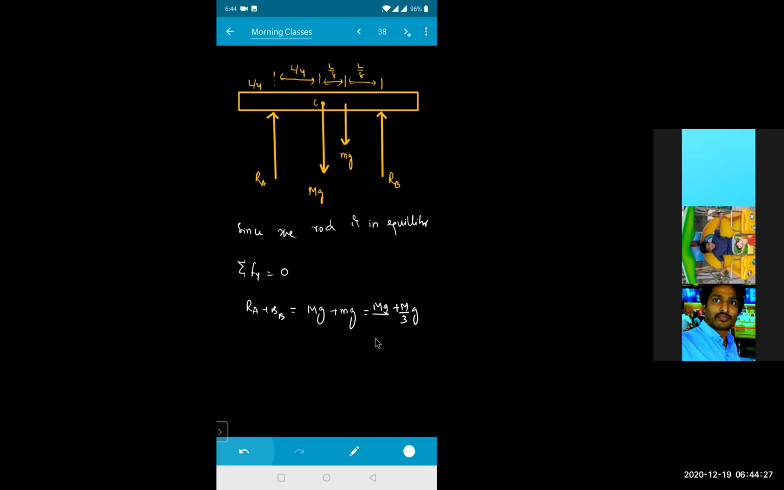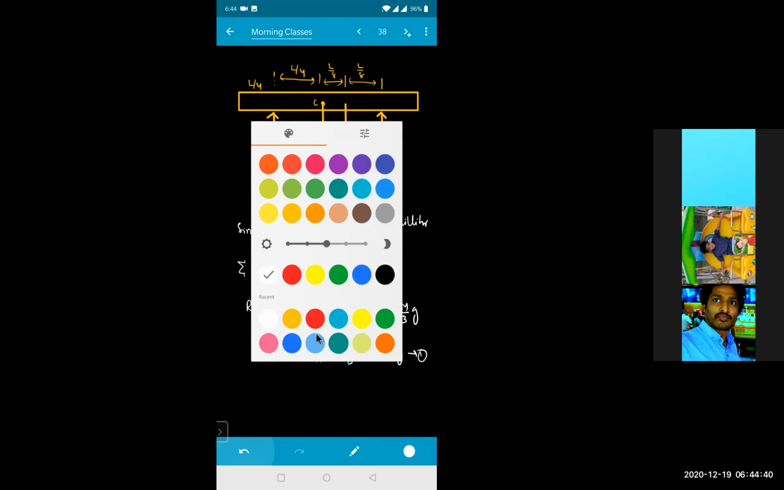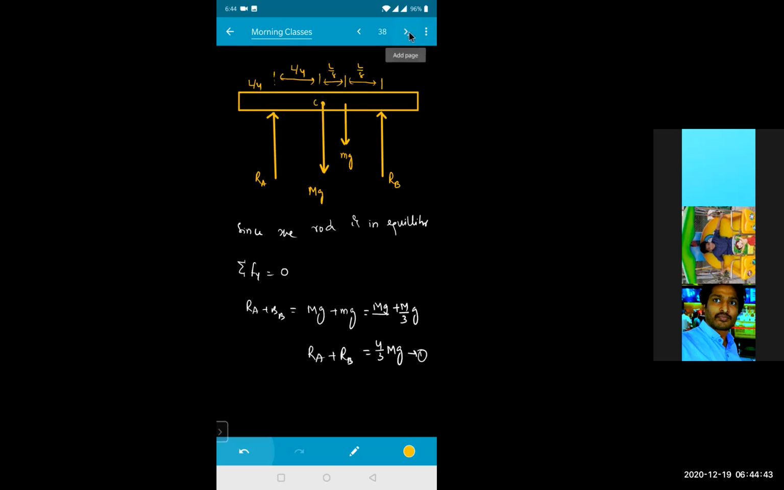So how much does it become? 1 plus 1 by 3 is 4 by 3. 4 by 3 times M into g. This is RA plus RB. This is my equation number 1.